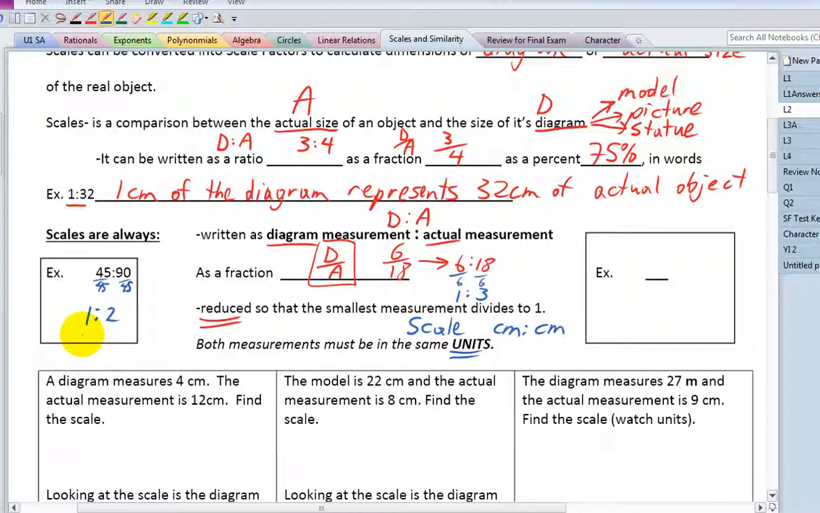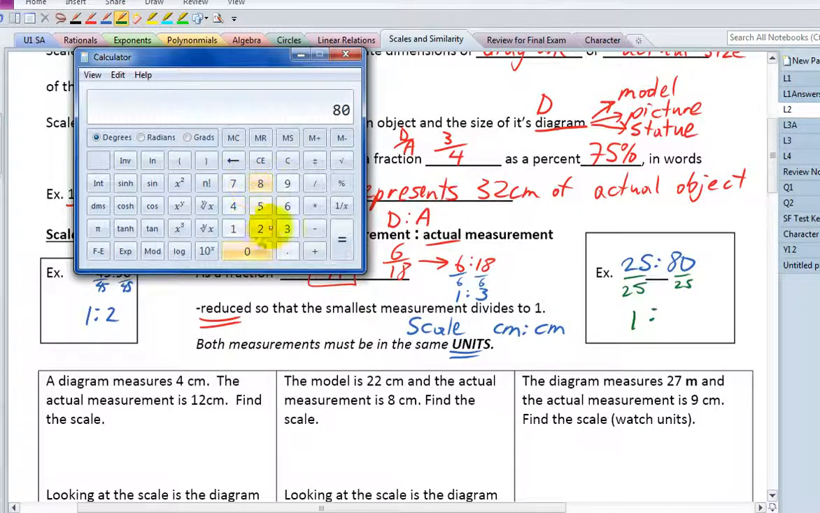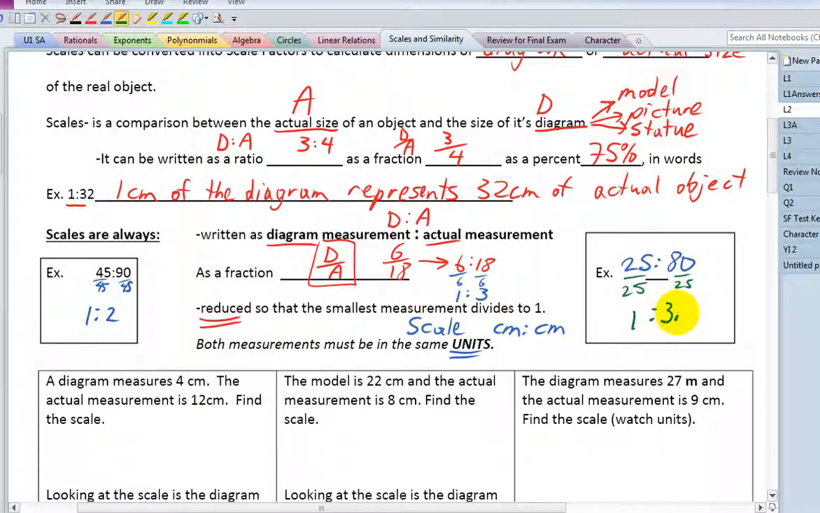Okay. Another example, let's say we have 25 to 80. So what we're going to do first is divide them both by the smallest number. And we get 1 to what? 80 divided by 25, 3.2.